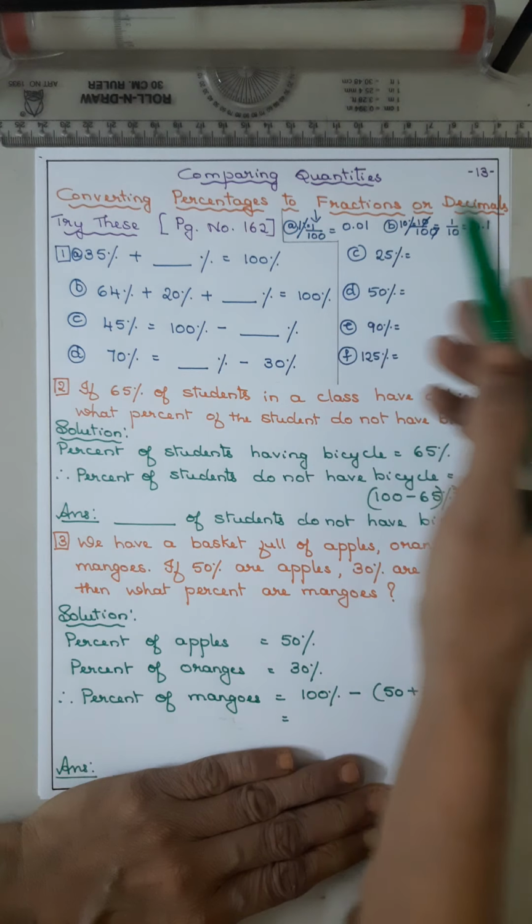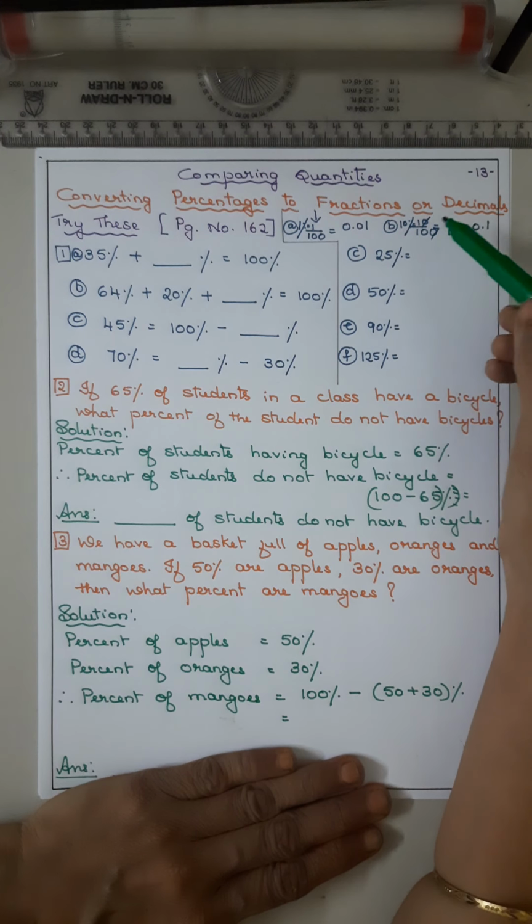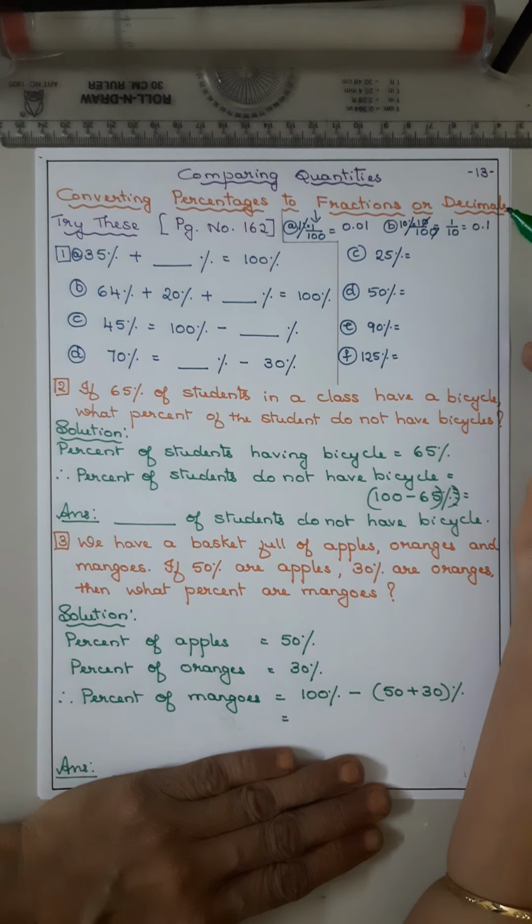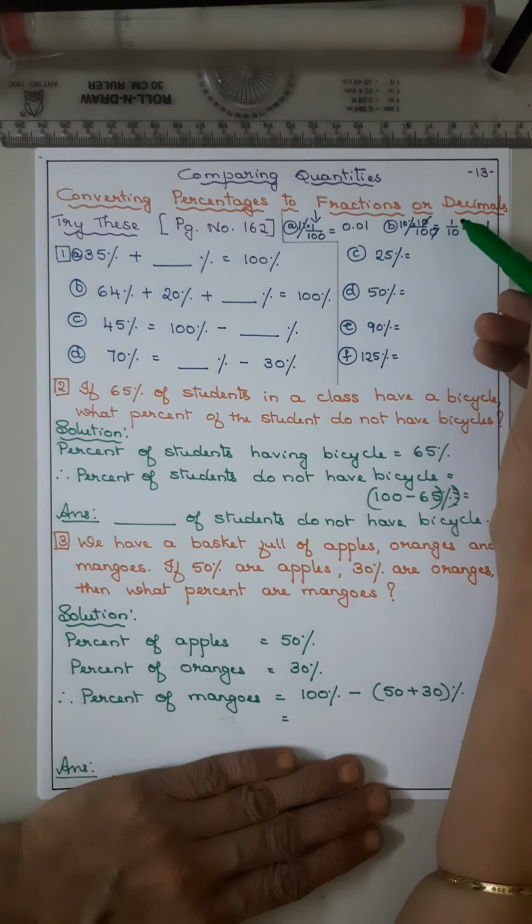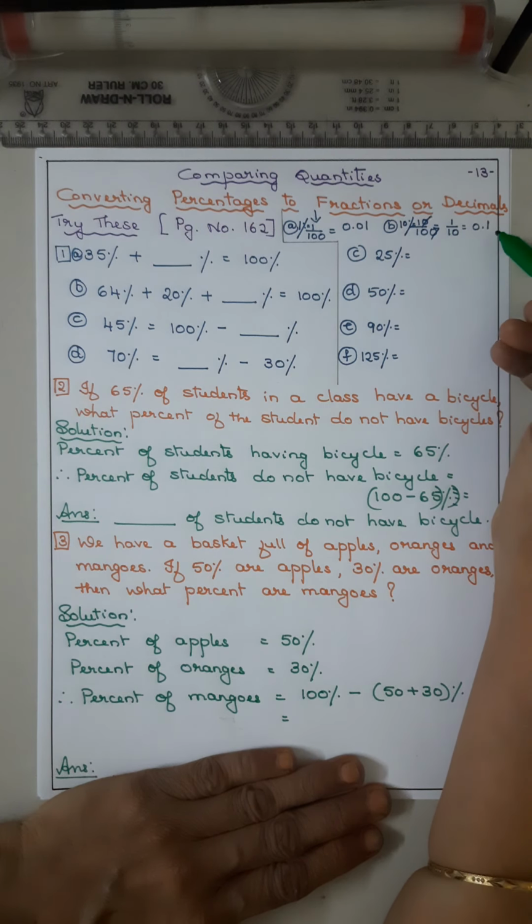0.01. Now 10% can be written as 10 by 100. When you convert into the simplest form, cutting the zero, it is 1 by 10. But the decimal form will be 0.1, because the denominator is 10, 1 decimal, isn't it?